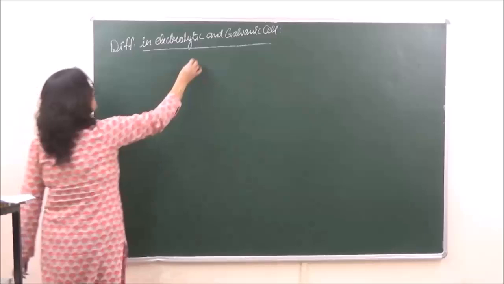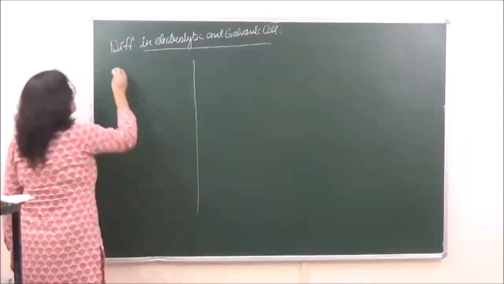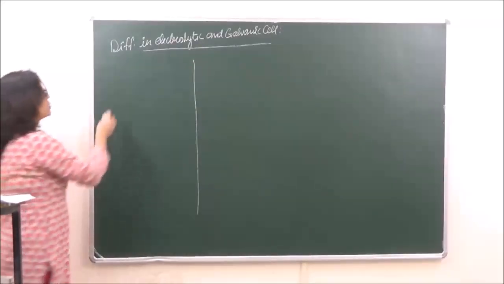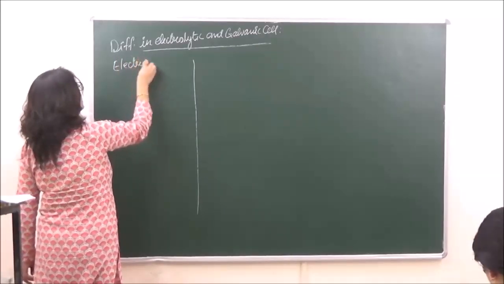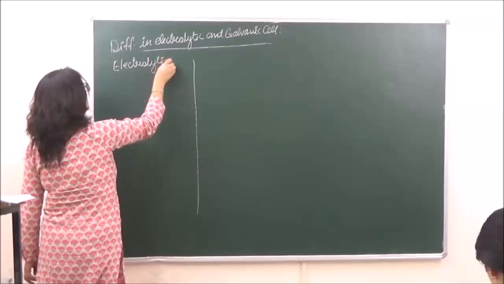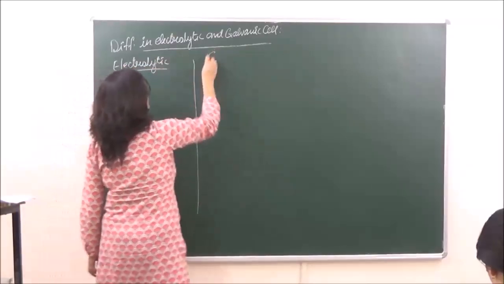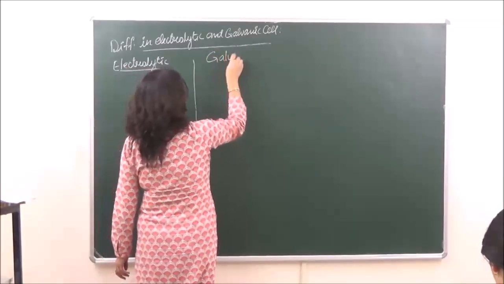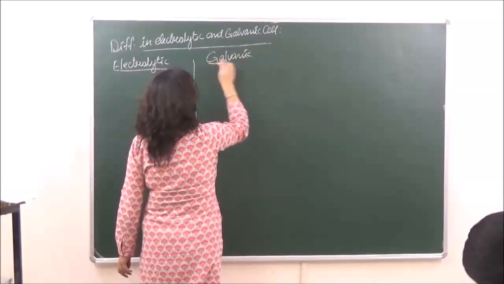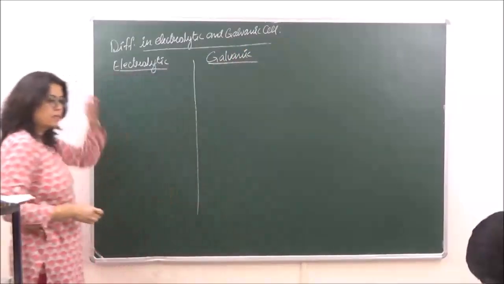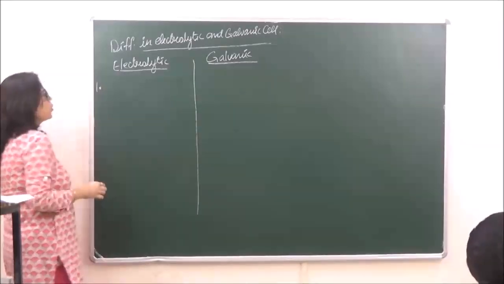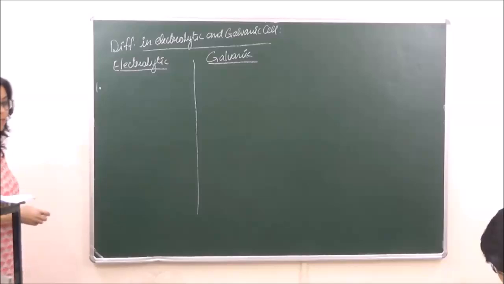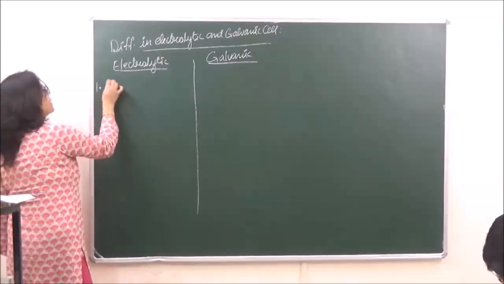So let's put it in tabular form. Let's say that we are putting the electrolytic cell here. Electrolytic cell and galvanic cell. Right? The first difference is that in case of electrolytic cell, electrical energy is converted to chemical energy.